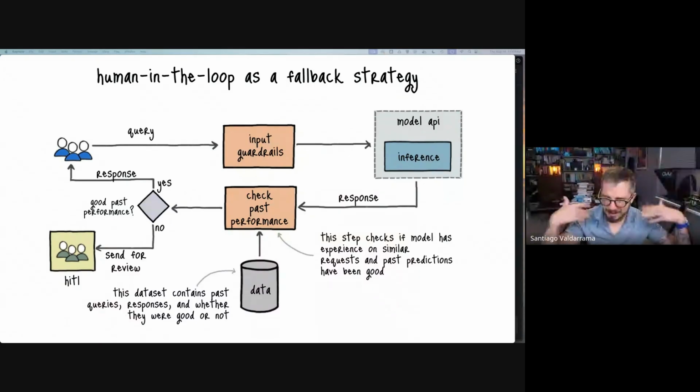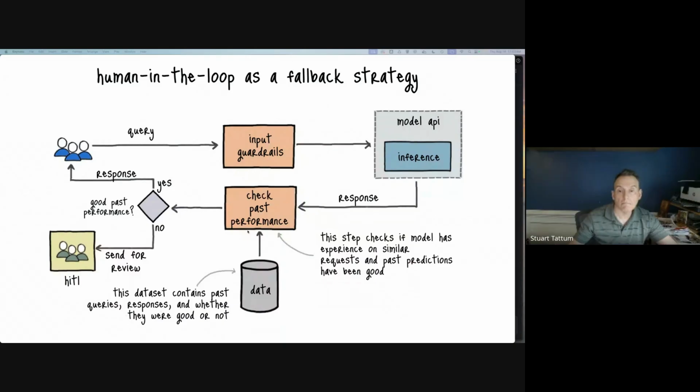Let's make sure you mute yourself. There is a lot of audio coming in. So just make sure everyone mutes themselves.